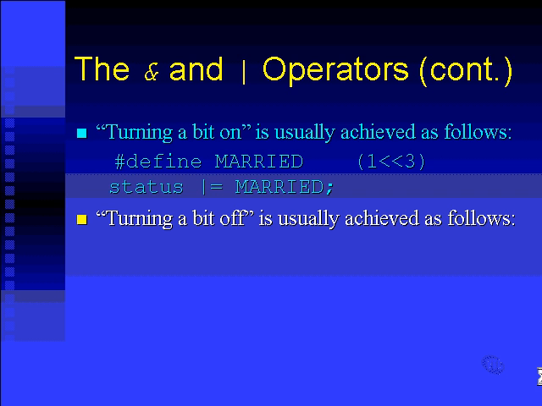Now, slightly more complicated is turning a bit off. It's a simple line of code to write, but it's difficult to remember sometimes. Status and equals tilde married. The tilde is very important. See the tilde in there? Now, what I will get you to do right now is pause the video and write yourself out an example.